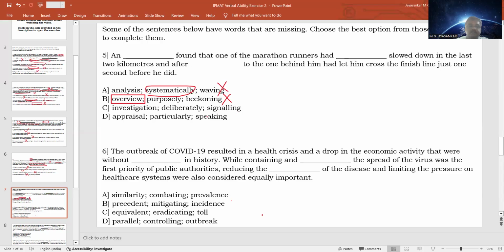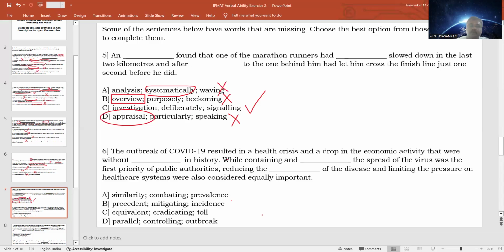C is now the preferred option. Option D, the first word is appraisal. What is appraisal? The process of finding out the value of something is called appraisal. So this is wrong here, because we are not trying to find out the value of anything. Particularly means specifically, which is not a better word than deliberately. Speaking to the one behind him, we don't know whether he spoke or not. But since the word appraisal is wrong, you can completely ignore it. So option C is the best answer: an investigation found that one of the marathon runners had deliberately slowed down and, after signaling to the one behind him, allowed him to finish the race ahead of him.